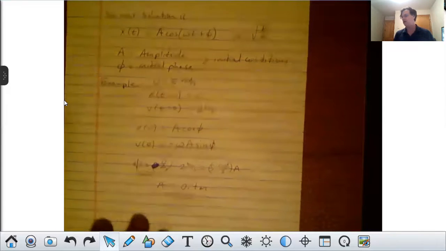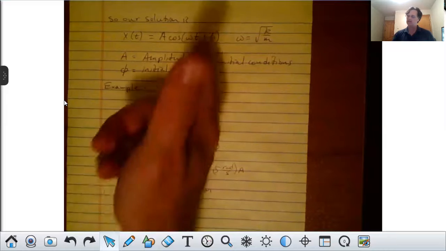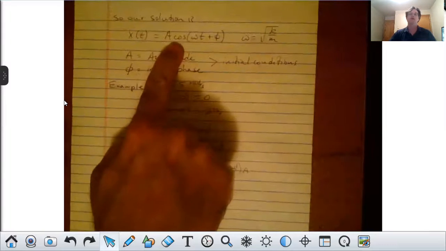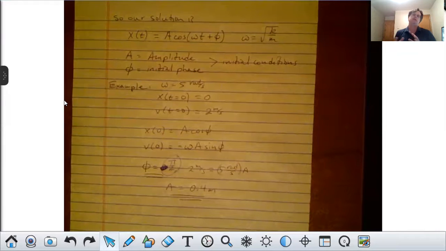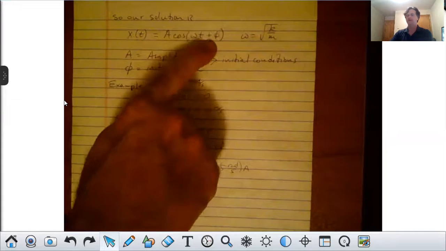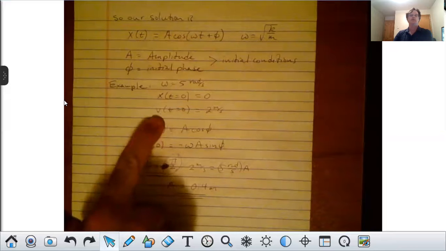So the main point here is that I've got my solution for any motion of a spring, and I call this simple harmonic motion because it's like a cosine or a sine. You can have more complicated oscillations, but they will not be described by a cosine or a sine function. We'll maybe be talking about an example of that in the next lecture. But again, this is my solution. To determine the constants, I use the initial conditions.